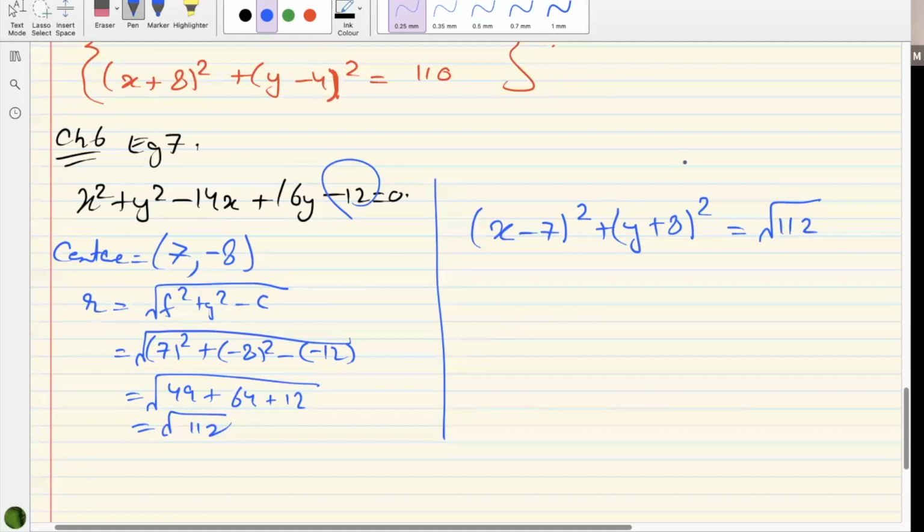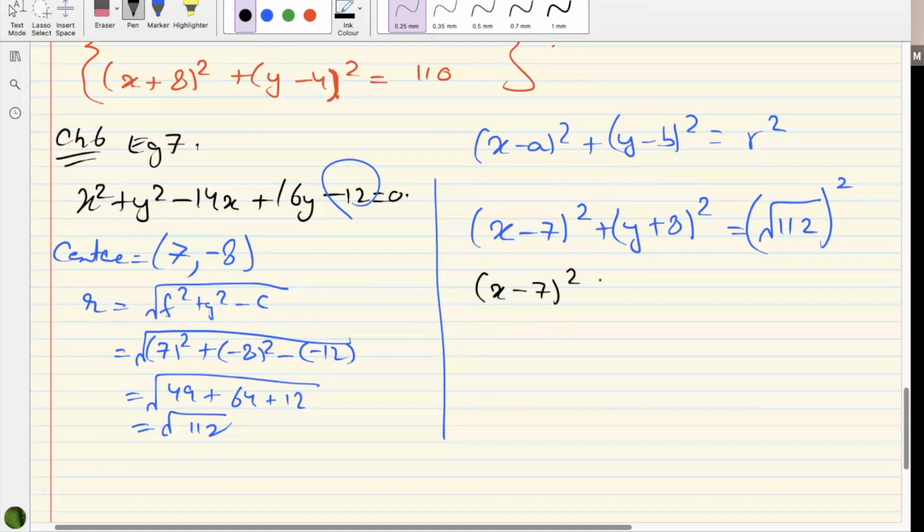This is the radius whole squared, because the general equation was x minus a whole squared plus y minus b whole squared is equal to r squared. So whatever r is, we have to put a square there. Or you can write x minus 7 whole squared plus y plus 8 whole squared is equal to 125.